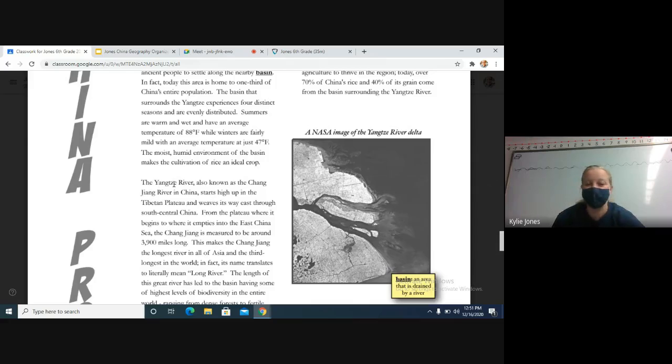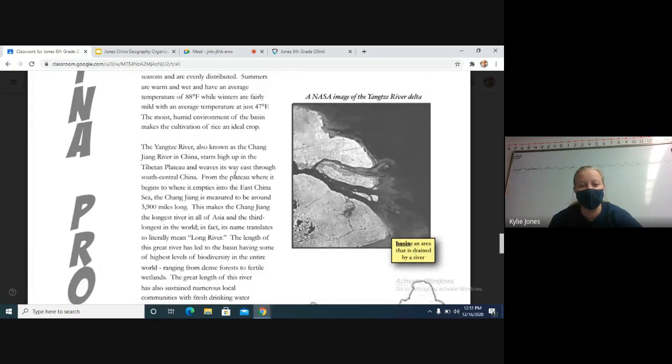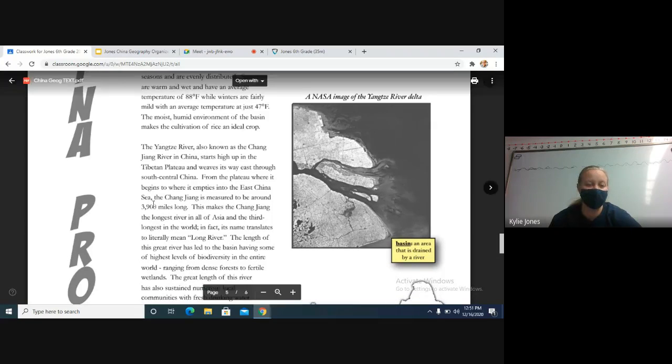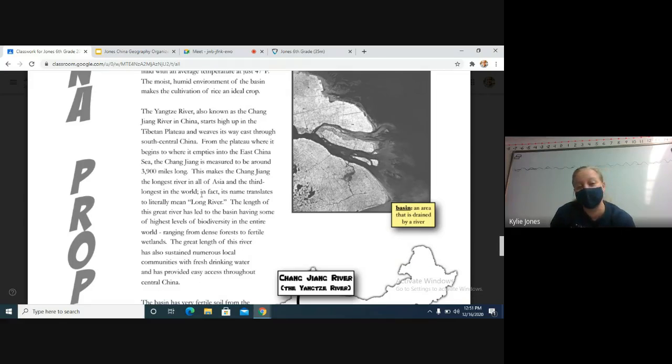All right, the Yangtze River, also known as the Changjiang River in China, starts high up in the Tibetan Plateau and weaves its way east through south-central China. From the plateau where it begins to where it empties into the East China Sea, the Changjiang is measured to be around 3,900 miles long. This makes the Changjiang the longest river in all of Asia and the third longest river in the world. In fact, its name translates to literally mean long river.